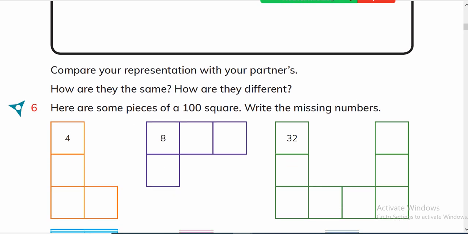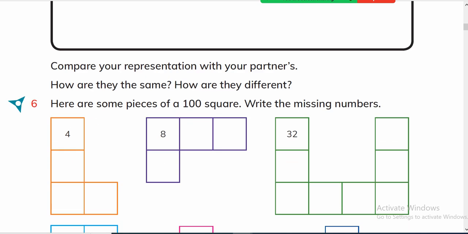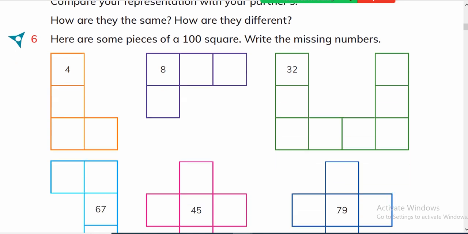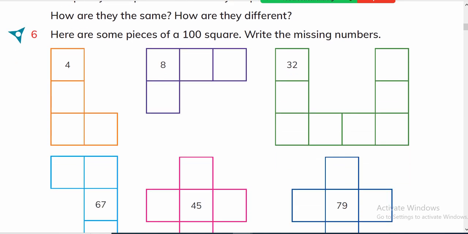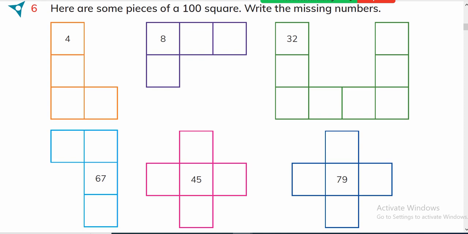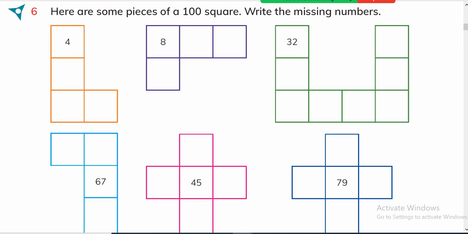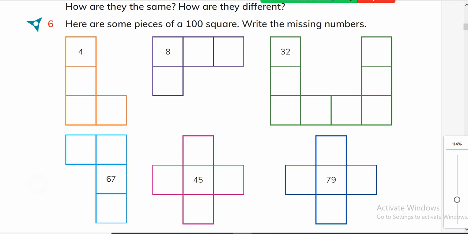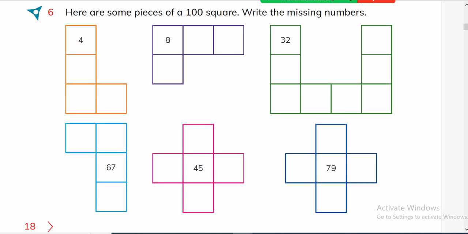Okay, next, compare your representation with your partner's representation. Kids can do this in school, how their friends have represented the number. Okay, here are some pieces of 100 square, write the missing numbers. These puzzles are very interesting and easy. If you understand it once, they are very easy.